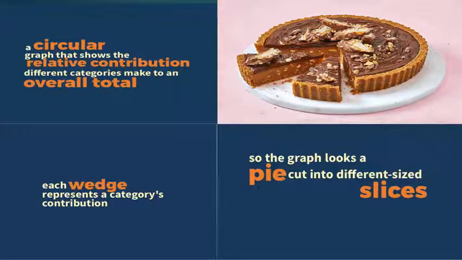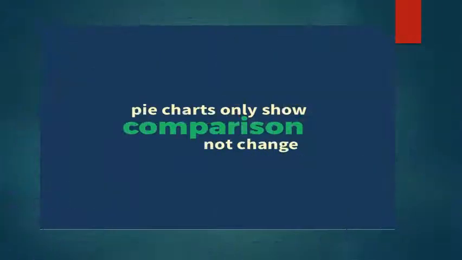A pie chart is a circular graph that shows the relative contribution different categories make to an overall total. Each wedge represents a category's contribution. So, the graph looks like a pie cut into different sized slices. One thing that we have to remember is that pie charts only show comparison, not change.